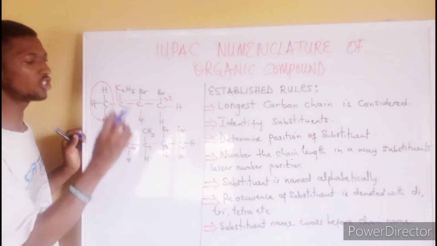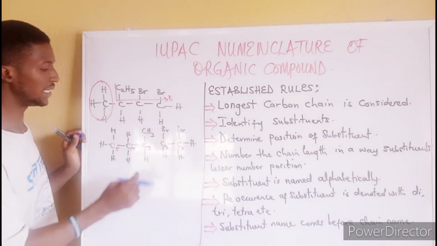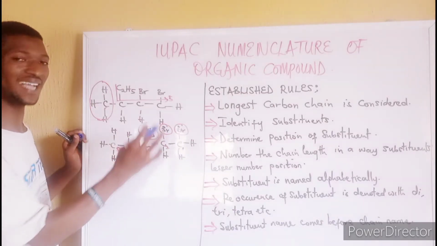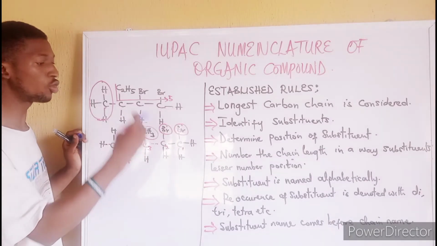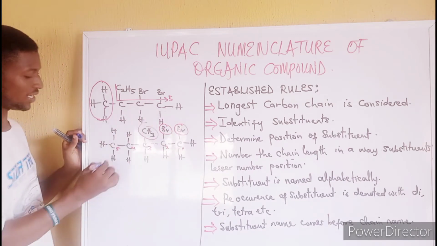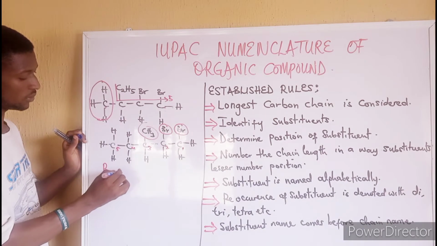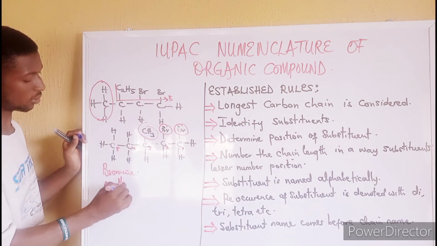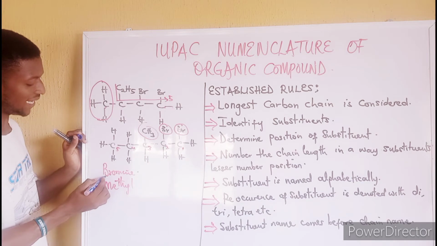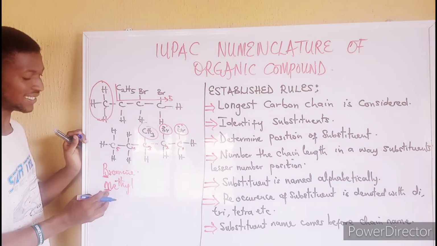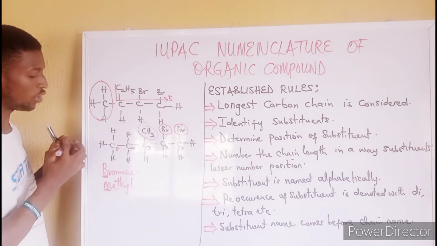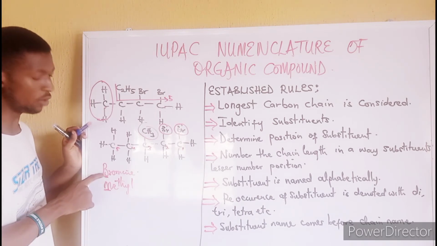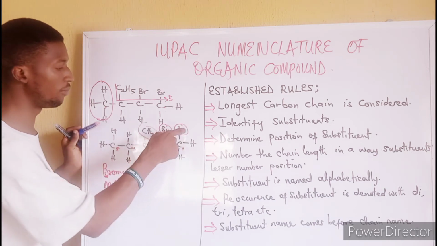The next one states that substituents are named alphabetically. Now this is a substituent, this is a substituent, and this is also a substituent. Alphabetically in this case means that the closest alphabet is named first. So here we have bromine as a substituent, and here we have methyl as a substituent. You realize that the first letter here is B, the first letter here is M. So bromine will be named first before we name methyl. Bromine will be named before methyl. So we take bromine first.